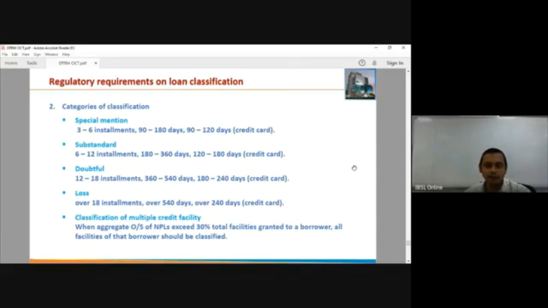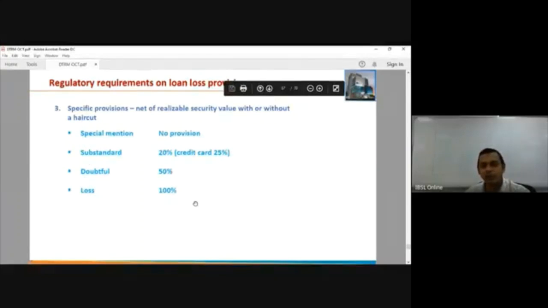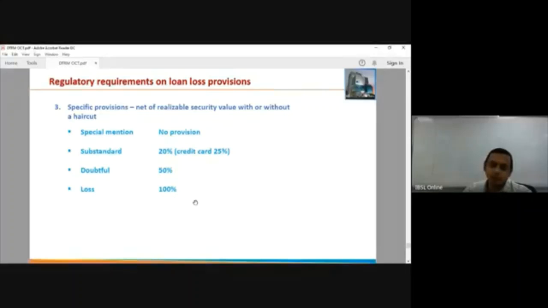Then provision, again, we don't use the word provision, but we use impairment charge. Again, that impairment charge depends on the probability of default and loss given default. Right? So with the implementation of IFRS 9, it will be more realistic.